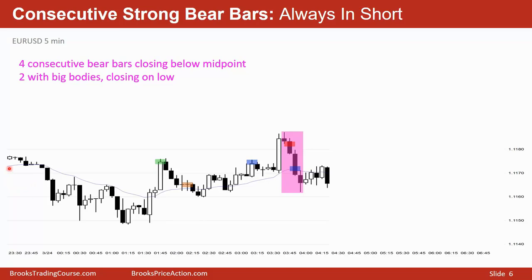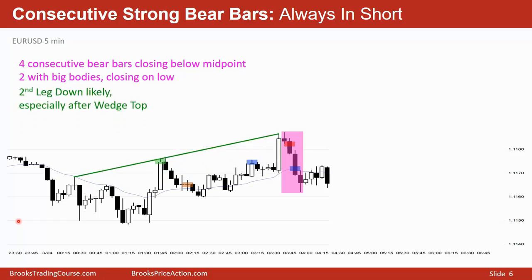Four consecutive bear bars, 2 with big bodies closing on their lows. That's a reasonably strong reversal. The odds are it'll result in at least a second leg down. It might result in a measured move down, maybe leg 1, pullback, leg 2, or a measured move maybe based upon the height of the strong part of the bear breakout, the open of this bar, close of that bar, measured move down here. Wedge top, you expect 2 legs down.